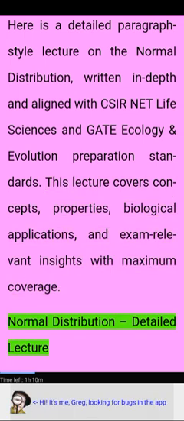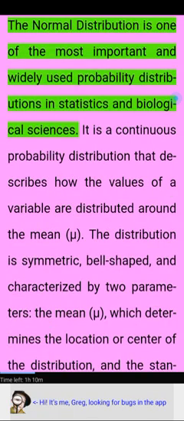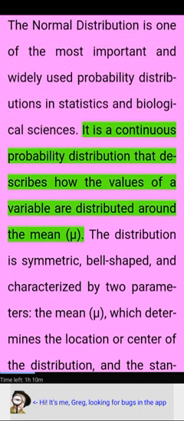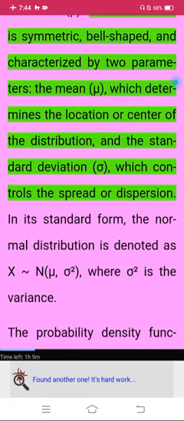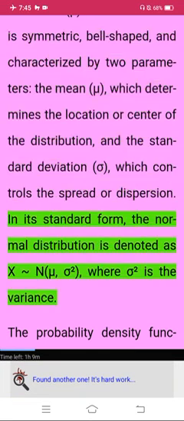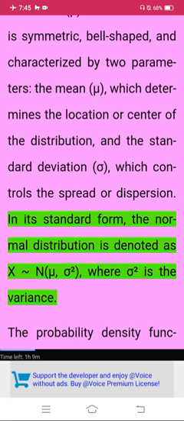Normal distribution, detailed lecture. The normal distribution is one of the most important and widely used probability distributions in statistics and biological sciences. It is a continuous probability distribution that describes how the values of a variable are distributed around the mean, mu. The distribution is symmetric, bell-shaped, and characterized by two parameters: the mean, mu, which determines the location or center of the distribution, and the standard deviation, sigma, which controls the spread or dispersion.